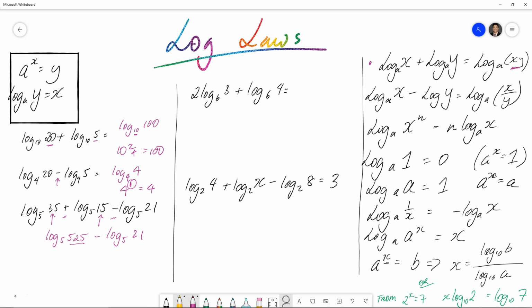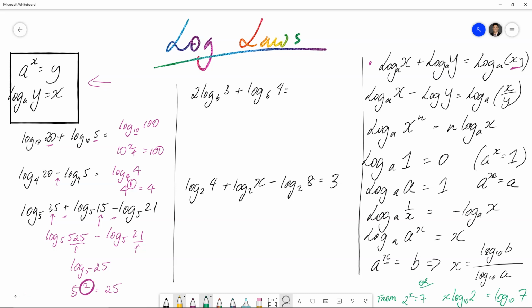What we do to these two numbers is we divide, okay? So 525 divided by 21 is going to be 25. So we end up having log base 5 of 25. And then if we go back to the start of what we did in the previous lesson, 5 to the power of what gives you 25? We know that it is 2. So 2 is your answer.